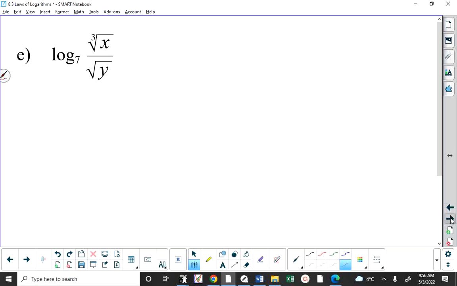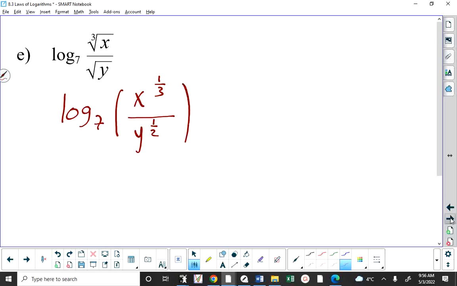So for example, the first thing we have to do here is remember that a cube root is an exponent of a third, a square root is an exponent of a half. So we could use the quotient law, or we could use what I just told you.